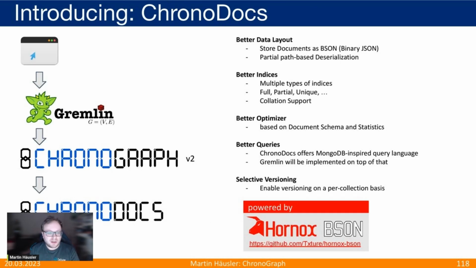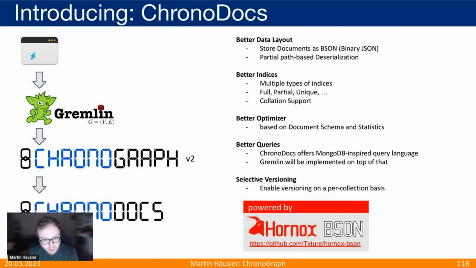Yeah, so the next solution that I'm currently working on is called ChronoDocs. It has a better data layout. It uses BSON, the binary JSON format, for which I've written a custom serializer and deserializer, which is called Hornox. You can find it there. It's an open source library. Check it out. It's quite fast. It's actually faster than the MongoDB Java library for serialization and deserialization, and it's also faster than the BSON module for Jackson, which is a very popular framework. So yeah, there's that.